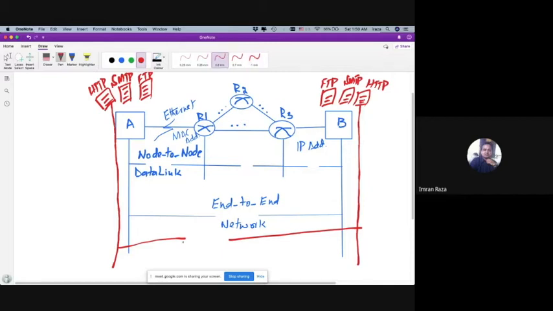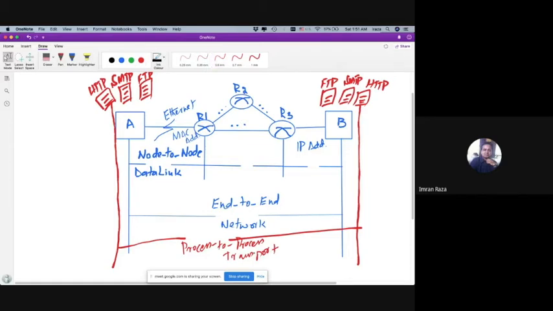This is, yes, you're right. This is process to process communication or connectivity. And what do you think, which layer is responsible for this process to process communication? Yes. Transport layer is responsible to provide us this process to process communication.